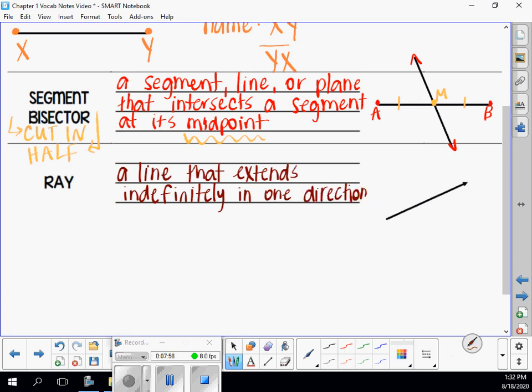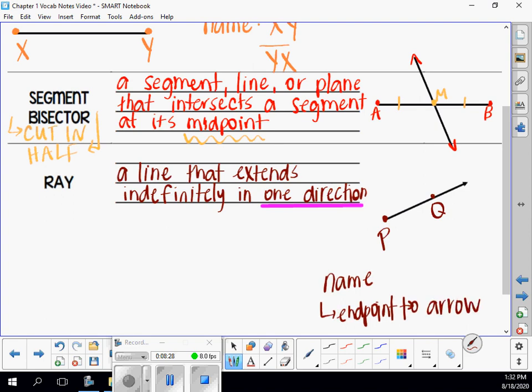And our final term is a ray. A ray is a line that extends indefinitely in only one direction. We've had two, but we've never had one direction. And so what this will do is they'll tell you what the endpoint is, P, and let's say it travels through Q. To name it, you need to start at the endpoint and go to the arrow. So if I start at the endpoint, that's P, travel through the arrow, I see Q, and then my symbol on top is an arrow. You can never travel the opposite direction, so you need to make sure that arrow is going the right way.